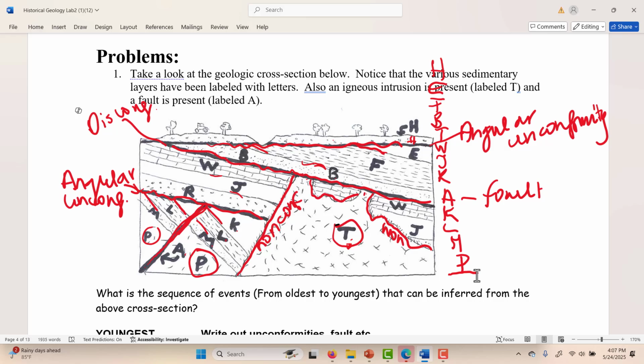parallel, so it's disconformity. After E, which was the last of this low area here, there is another unconformity. And after that, and that's an angular because the layers are coming up with an angle. And then after that comes A. That's the very last layer in this cross section.